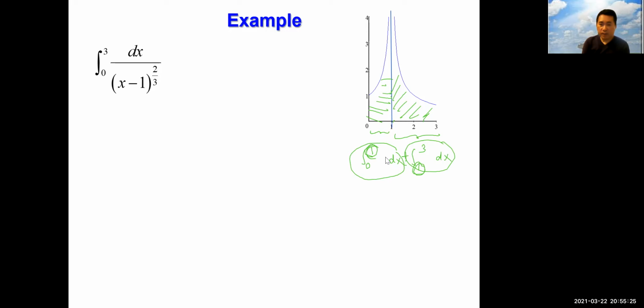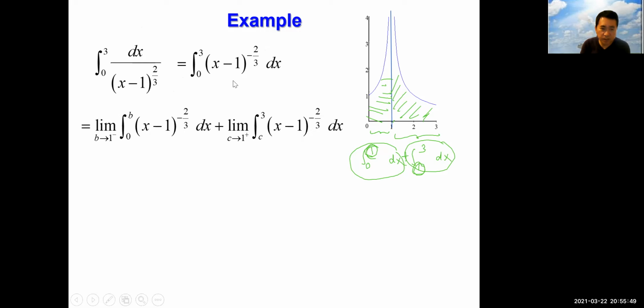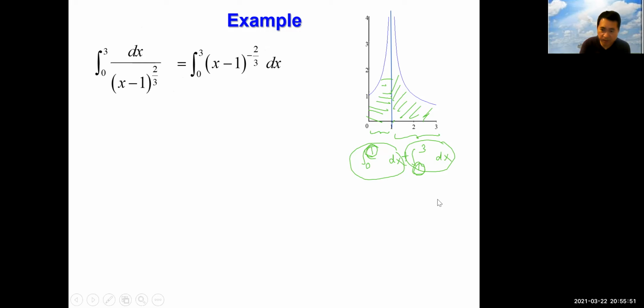All right, before we get there, it might be worth rewriting this function, preparing for integration. That's the same as x minus 1 to the negative 2/3, right? So instead of having it in the denominator, we raise it to a negative exponent, so it has a neat integral. Now from here, like we discussed, we will split this integral into 2.